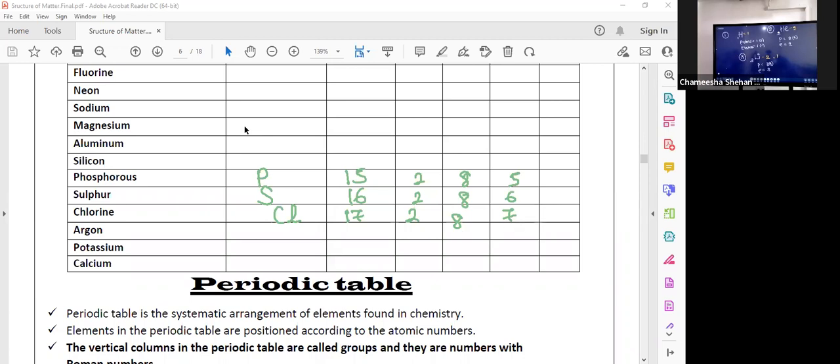Argon, Ar, 18th element, 2 8 8. Potassium, K, 19th element, 2 8 8 1. Calcium, 20th element, 2 8 8 2. This is how the configuration goes.